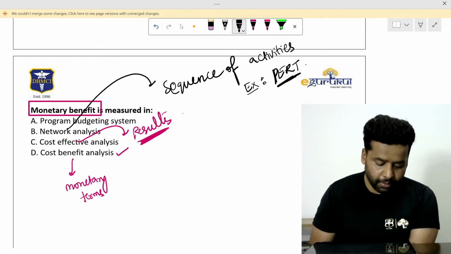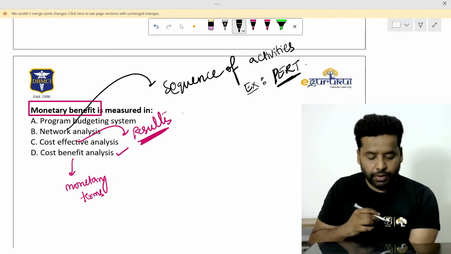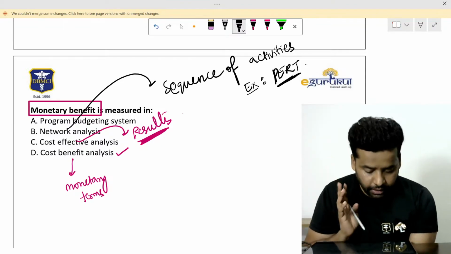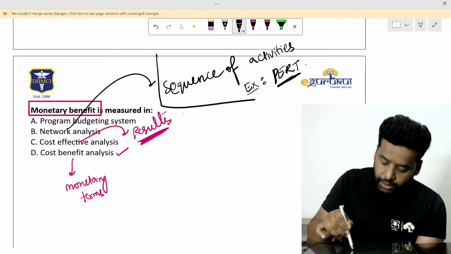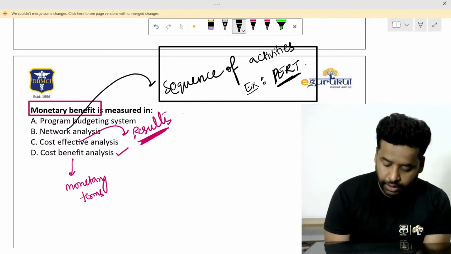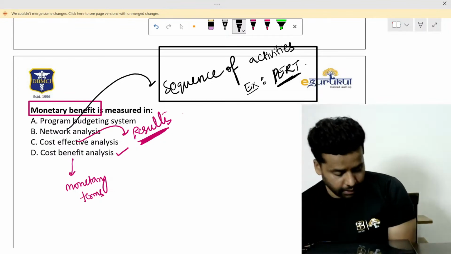PPBS, program budgeting system, is one of the ways of doing budget. They won't ask that question. For you, it is more of network analysis. If I am asking sequence of activities, arrow diagram, then it is PERT, program evaluation and review technique. It is a type of network analysis.